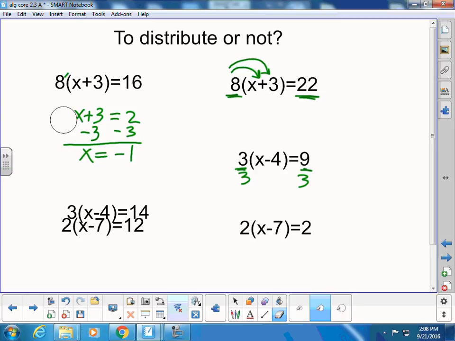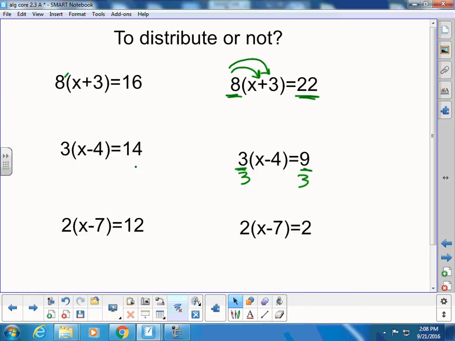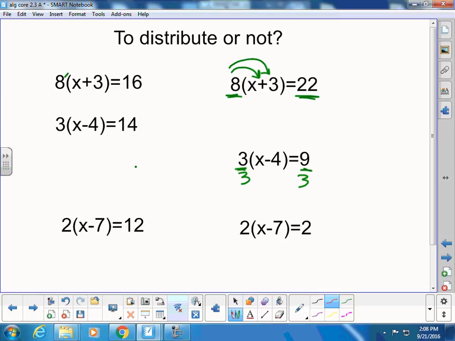So let's look at the one I pushed out of the way. This one, 14 is not divisible by 3. So I'm going to distribute. This one, 12 is divisible by 2. So I'm going to divide. This one, 2 is divisible by 2. So I will divide. So if the thing on the right-hand side of your equation is divisible by your number that you're going to distribute, I would just divide right away, and it makes it simpler.